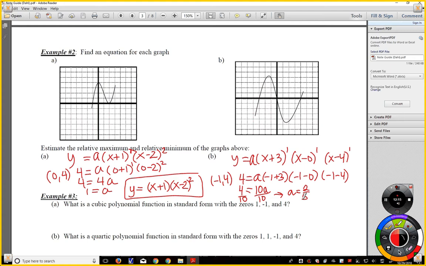Okay, so my final answer is an a value of 2/5, and then these factors, a factor of x, x plus 3, and x minus 4. You don't have to write the x how I did. That's more simplified than x minus 0, and normally when it's just x, they would write it at the beginning, and then the larger factors after. Okay. Again, if they want it in standard form, you'd have to multiply that out.